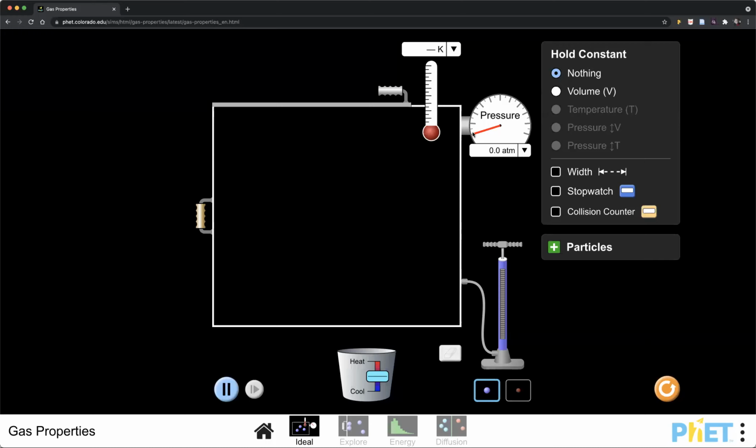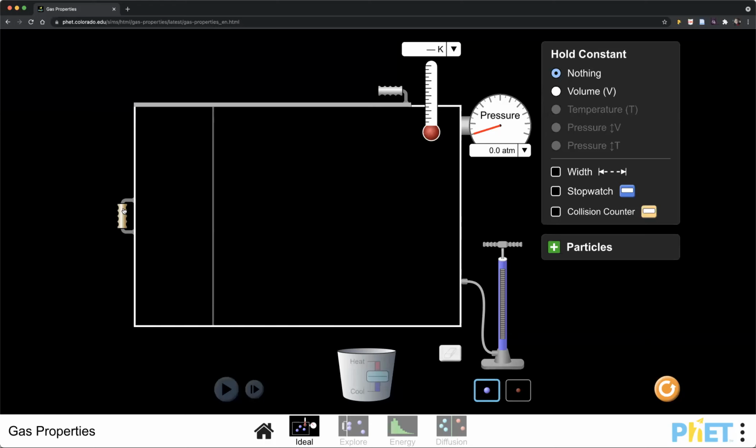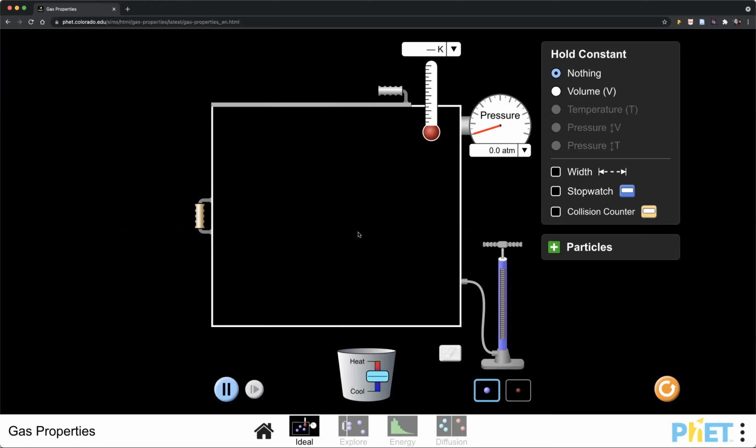This chamber has several things that it allows me to do. Number one, I can change the volume of the chamber by simply moving the handles. Number two, you'll see that the chamber does have a temperature gauge. And at the bottom of the screen, you'll see a bucket that says hot and cold. This bucket will allow me to actually alter the temperature. Also on this, you will see a pressure gauge. We will be looking at all of these aspects throughout the first portion of this lab.